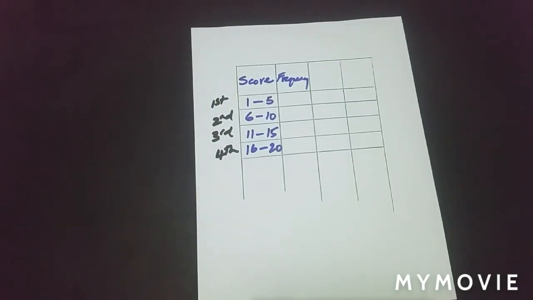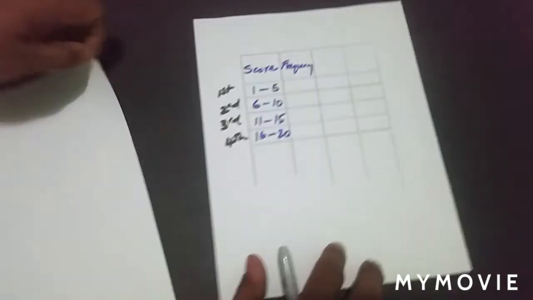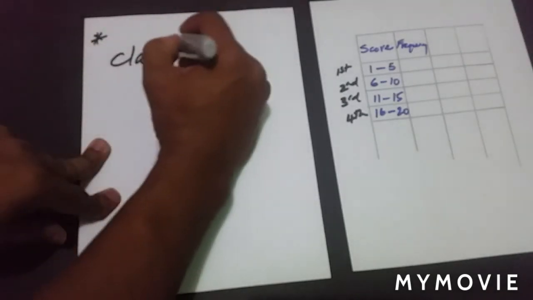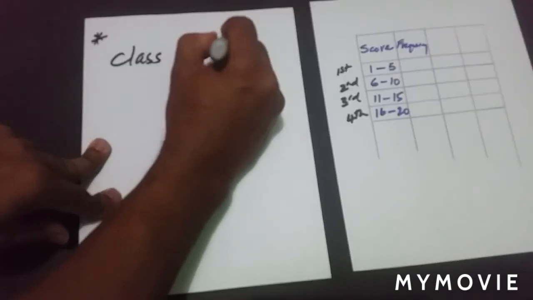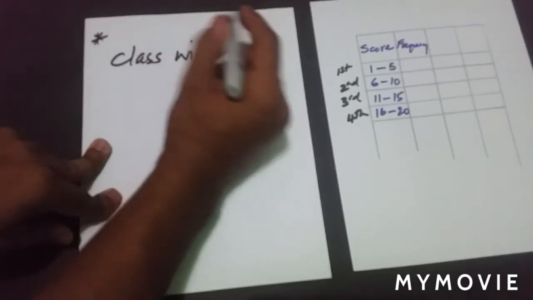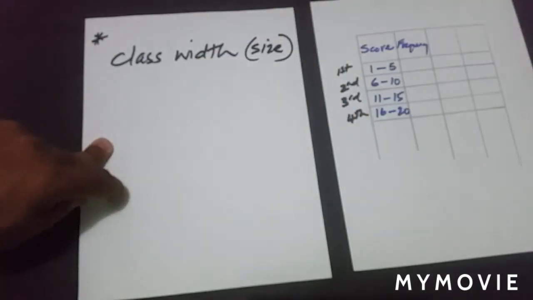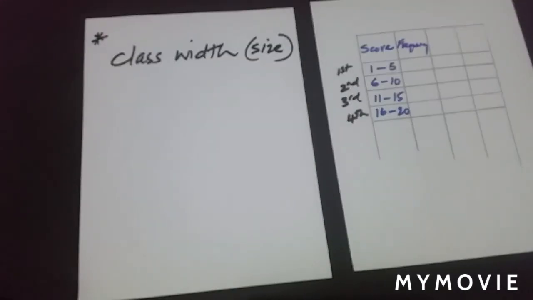Now, the big question is this. What you need to understand clearly is, I'm going to put an asterisk beside this one because students mess up this one all the time. And that is class width. By the way, class width is also sometimes called class size. So whether they say class width or class size, it is the same thing.